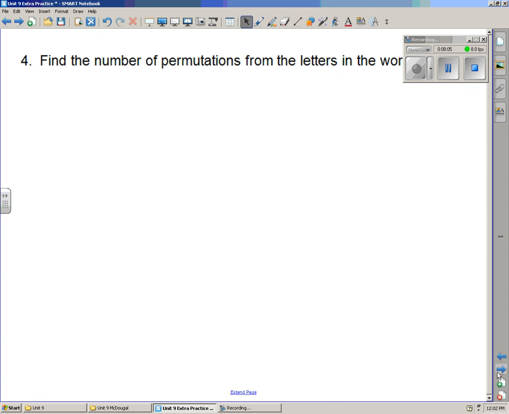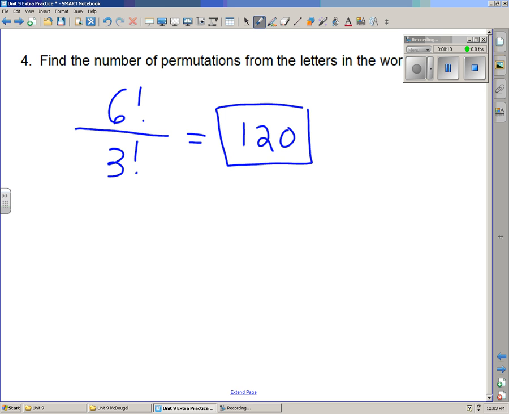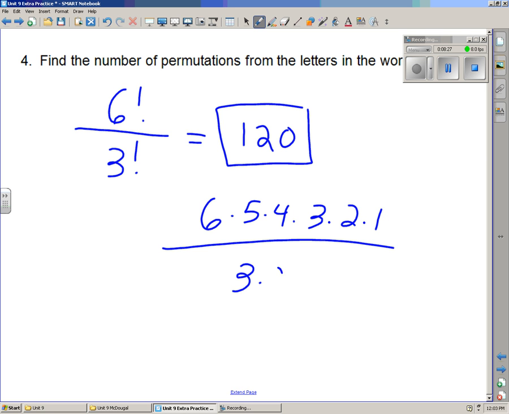Next one, permutations in the word pajama. Well, pajama happens to have 6 letters, but there's A's that repeat, and there's 3 A's. In my calculator, I'm going to get the answer of 120. What I'm really doing is multiplying 6 times 5 times 4 times 3 times 2 times 1 divided by 3 times 2 times 1, which really means that these guys are going away, and 6 times 5 times 4 is just 120.